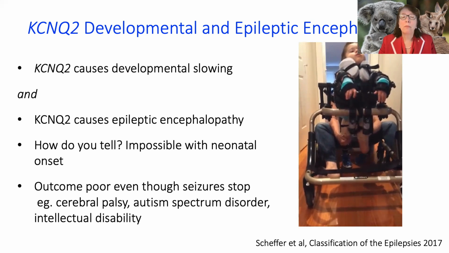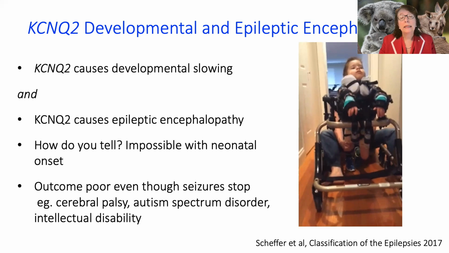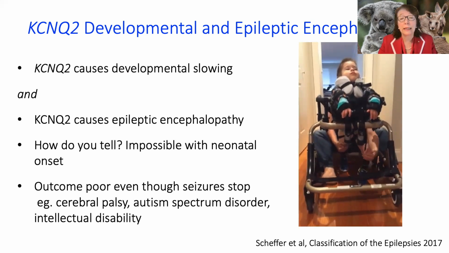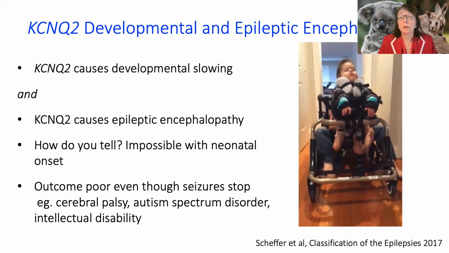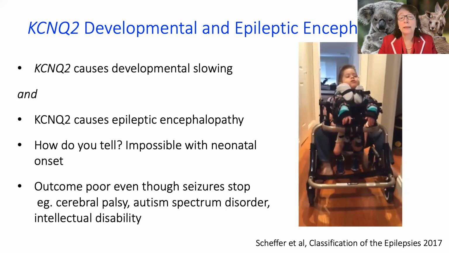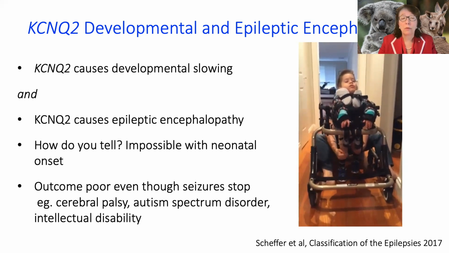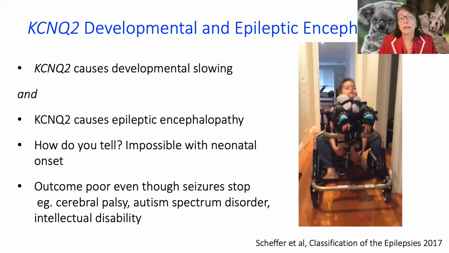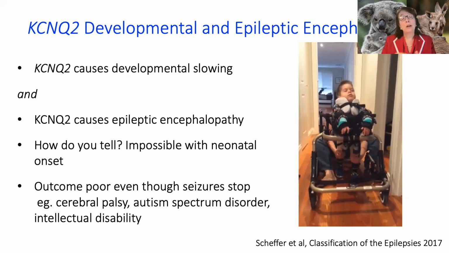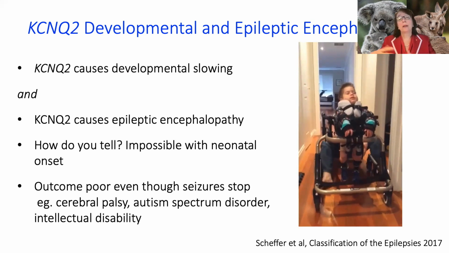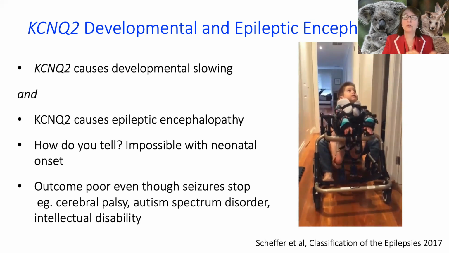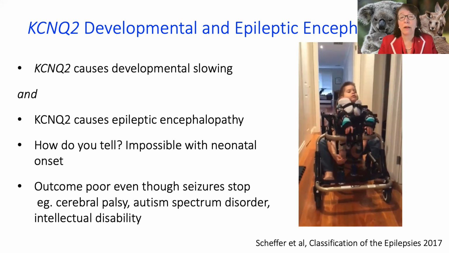The other important point here, which is illustrated by KCNQ2 very clearly, is that the seizures can stop, such as in this little guy who's 4 years old, when you can see him here, and his seizures stopped at 2. But as you can see, he has profound impairment with cerebral palsy. He doesn't have autism spectrum disorder, but he does have profound intellectual disability. Now, he went on when he was about 8 to develop seizures consistent with Lennox-Gastaut syndrome. So we know that one epilepsy syndrome can evolve into another.